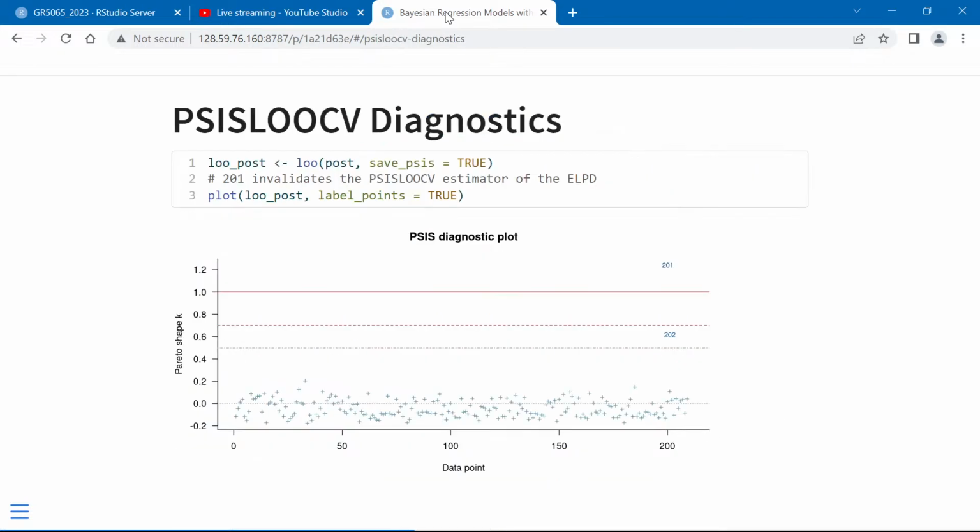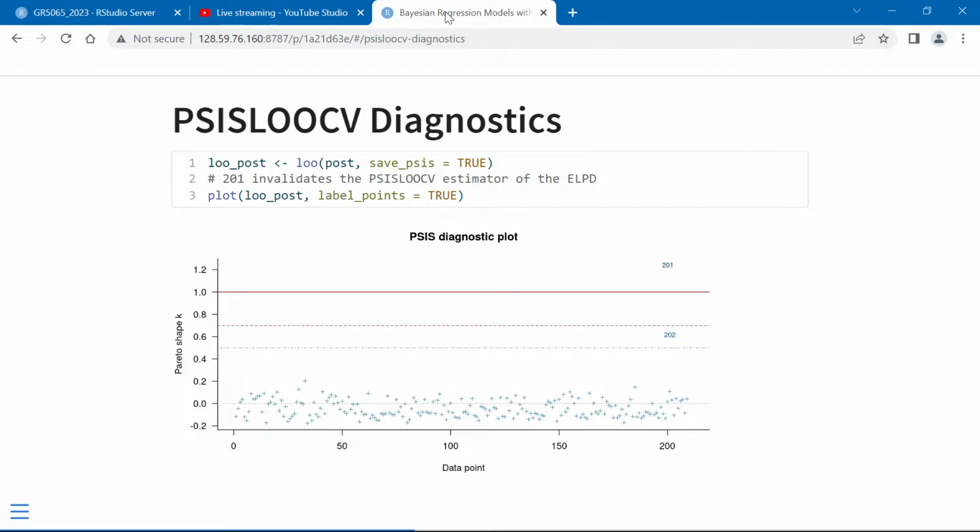Okay. So with BRMS, you can do the same estimator of the expected log predicted density using Pareto smoothed importance sampling, leave-one-out cross-validation. And really this stuff you can do with rstanarm as well. We just didn't have time last week to get into it. But you call it the same way, really.